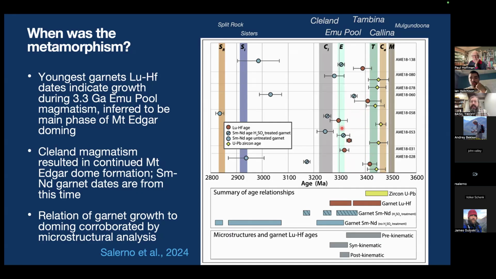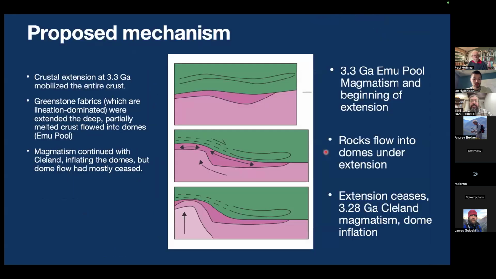And the second thing is that we don't see them associated with the Cleland suite, although the samarium-neodymium garnet ages seem to be reset at this time. But the Cleland suite is likely the major push for the last of the doming events. So what's nice about this is it means that structural geologists know what they're talking about when they talk about pre versus syn versus post deformational garnet growth.